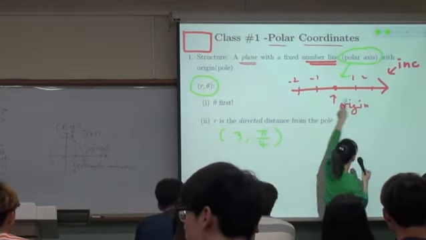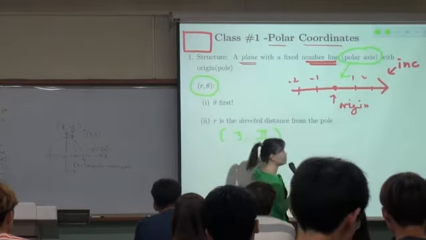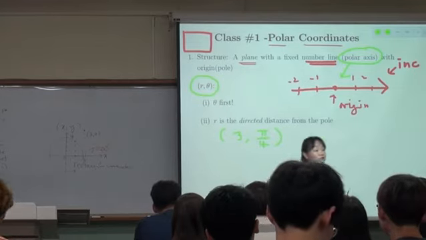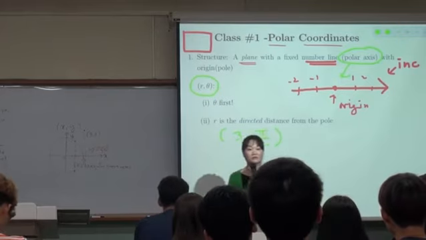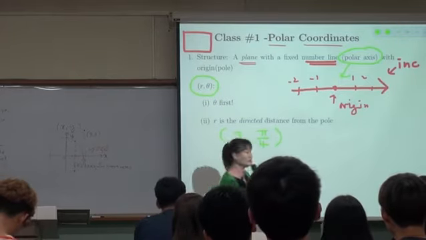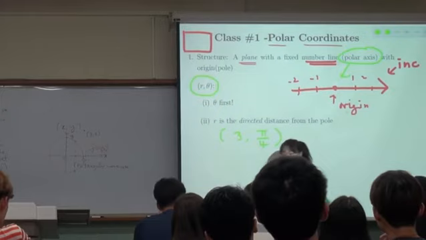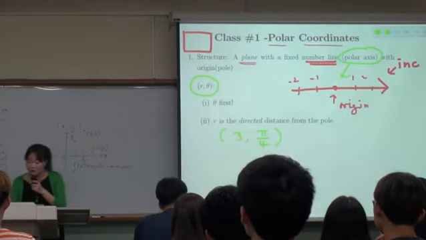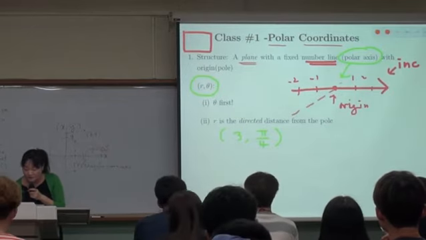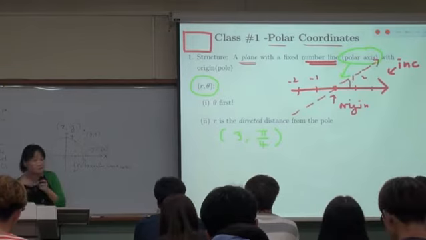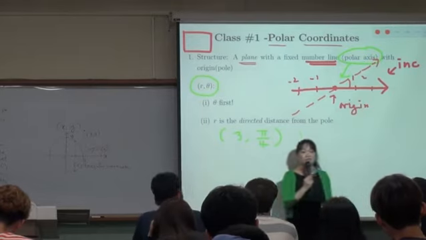Here is my polar axis. I'm going to rotate the polar axis by pi over 4. Pi over 4 is what degree? In degree measure, it's 45 degrees, right? So do I go up or do I go down? We go up, exactly. So I'm going to rotate my polar axis by 45 degrees like this. Remember, that is still my increasing direction.